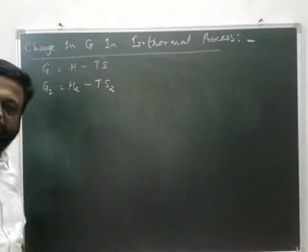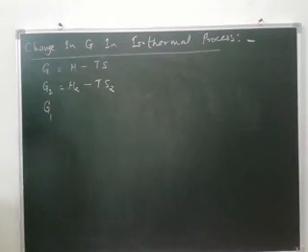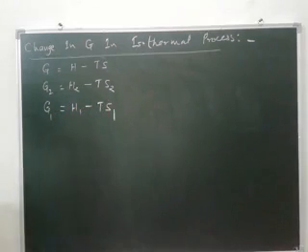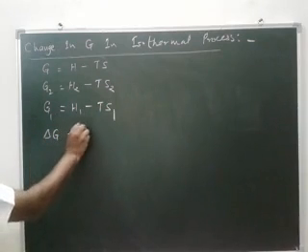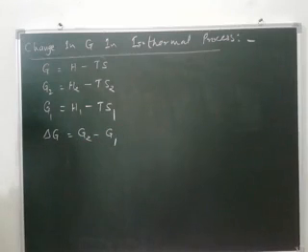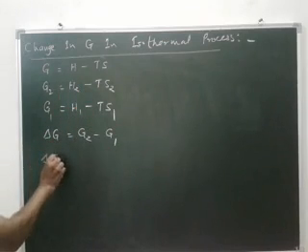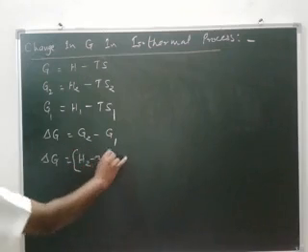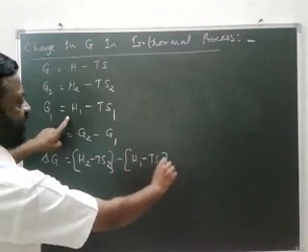And when the system is present in the initial state, the Gibbs free energy is G1, which is equal to H1 minus T into S1. And delta G is equal to G2 minus G1. Now we can substitute the values of G2 and G1 here. So delta G is equal to H2 minus T into S2, minus H1 minus T into S1.